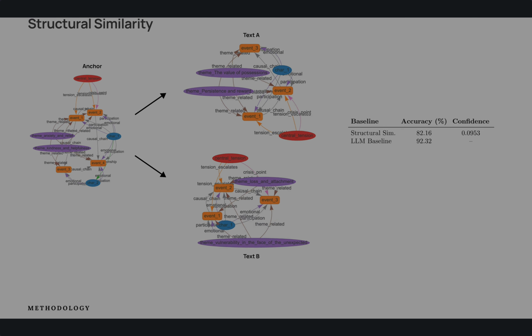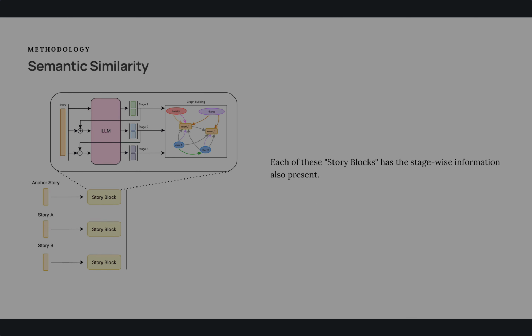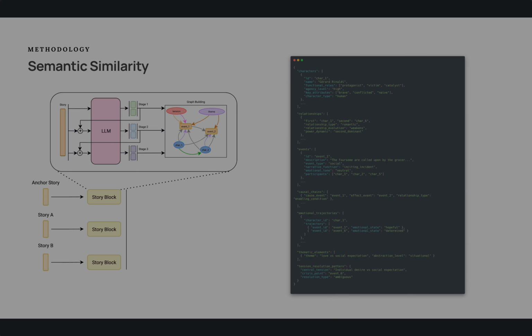Moving on to semantic similarity. Semantic similarity evaluates how closely two stories match in meaning rather than structure. After each story is decomposed by the three-stage LLM pipeline, we obtain a story block containing characters, themes, emotions, causal chains, narrative functions, relationships, and event attributes. Semantic similarity then compares these facet by facet, capturing deeper narrative equivalence that graph structure alone cannot represent.